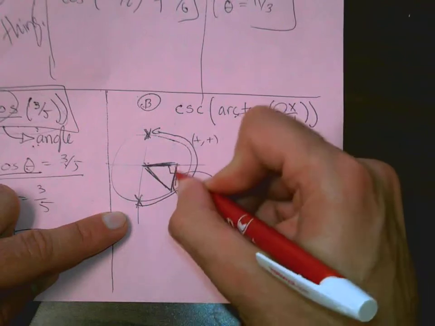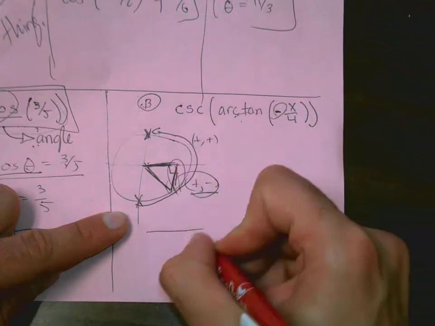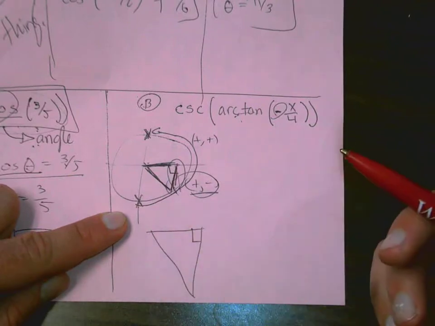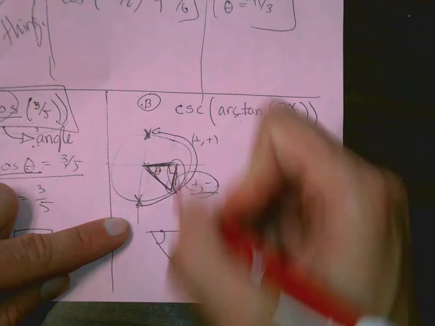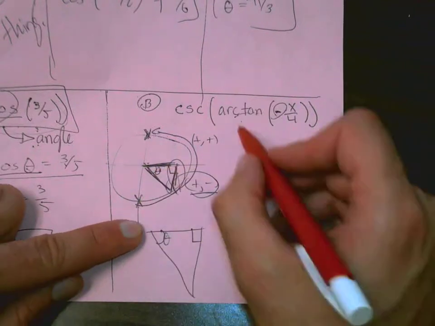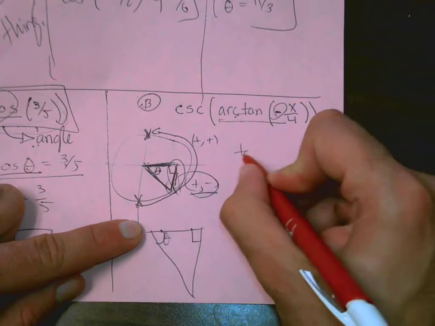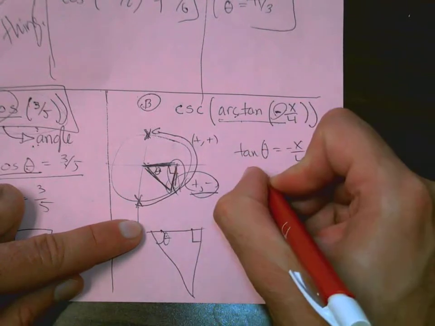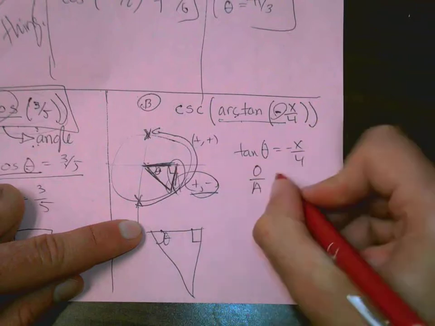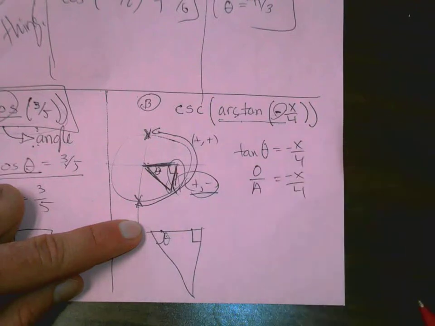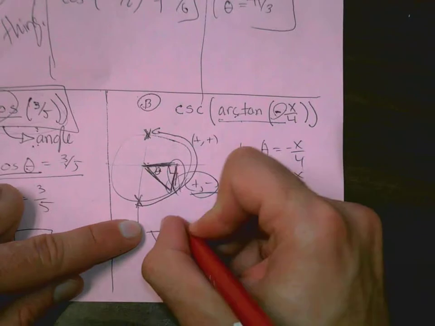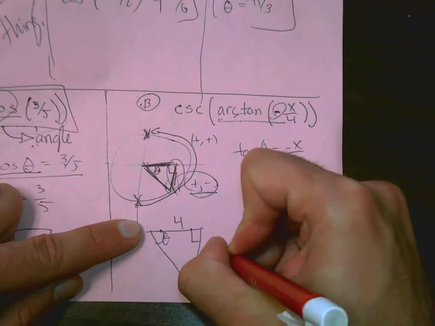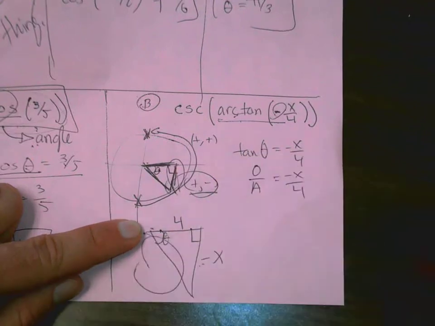Okay, let's try to build our triangle again. I just needed that as a reference. I don't have to draw another triangle, I just ran out of room. So I'm going to say that that's theta. And it says that tangent of theta is a negative x over 4. And tangent is opposite over adjacent. So here's my adjacent side, which we know has to be positive. And then here's my opposite side. This is opposite. So I'm going to find my hypotenuse because I'm going to do cosecant.